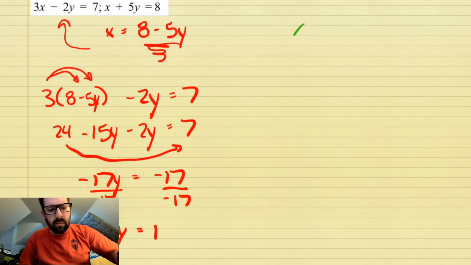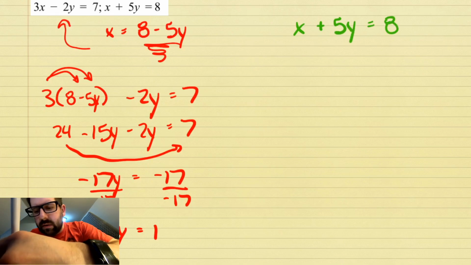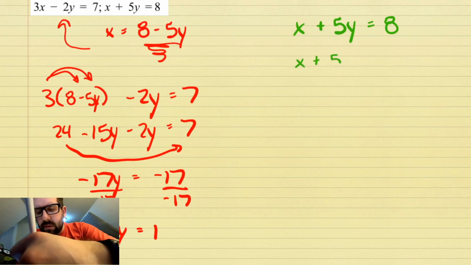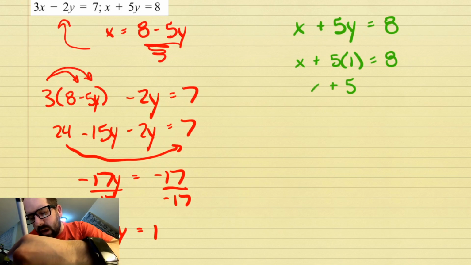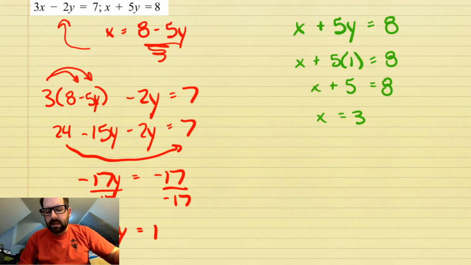Plugging that back in, I'm going to pick one of the equations. I'll pick the second equation. That looks like it's probably the easiest out of them all. Plug in my 1 in for y. So if I plug in a 1 in for y, 5 times 1, that's just 5. So it looks like my x would have to be a 3. So nice easy numbers, 3 and 1.